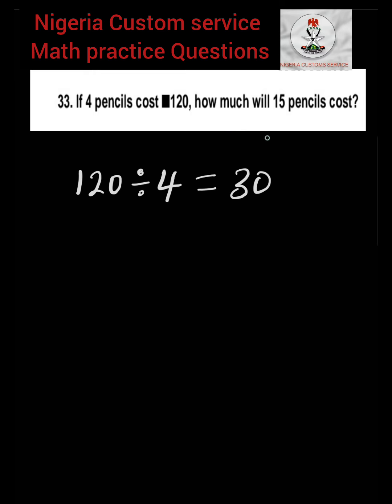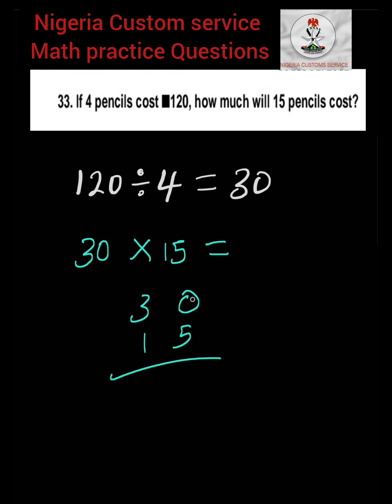And the question says, how much will 15 pencils cost? So we multiply 30 by 15 to know how much 15 pencils will cost. To do this, we write it like this: 30 multiplied by 15. 5 multiplied by 0 is 0. 5 multiplied by 3 is 15. Then 1 multiplied by 0 is 0, and 1 multiplied by 3 is 3.